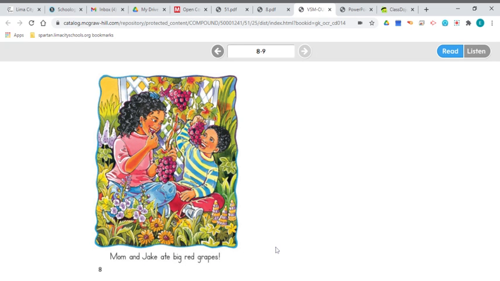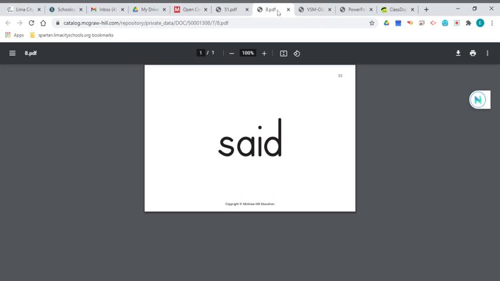Now, this story and another story called Nate and Kate are on the McGraw-Hill app on your to-do list. So you can go and read this story several times. Practice, practice, practice. You can also listen to it and then also read Nate and Kate because it will help you with the exact same sounds that we've been working on this week. And it will also help you with said and that.